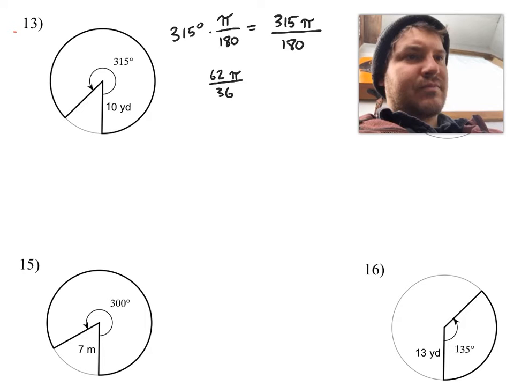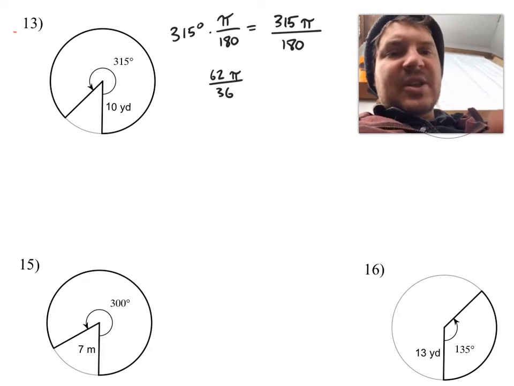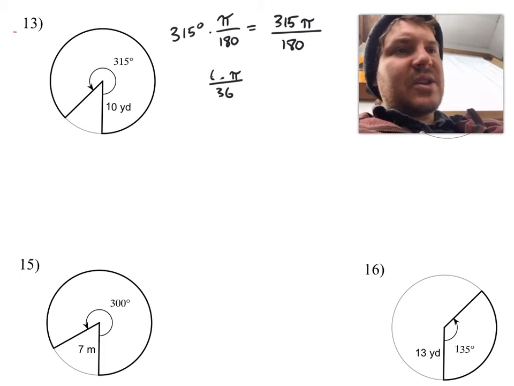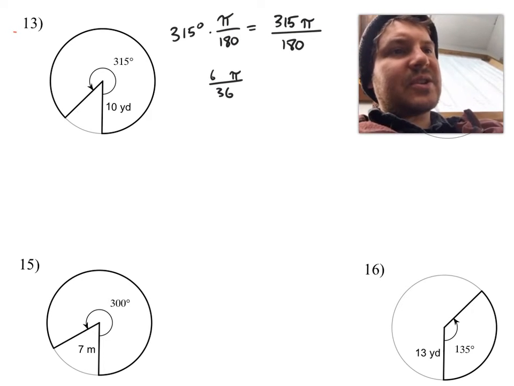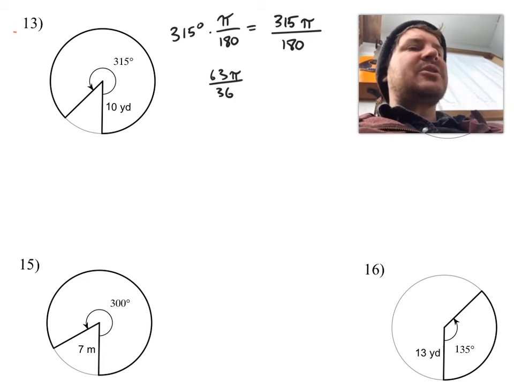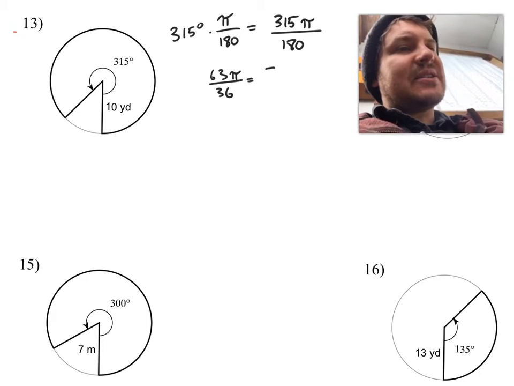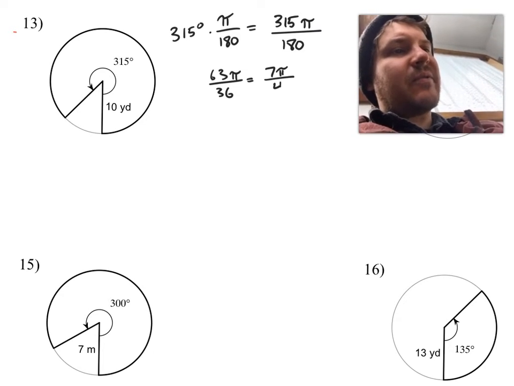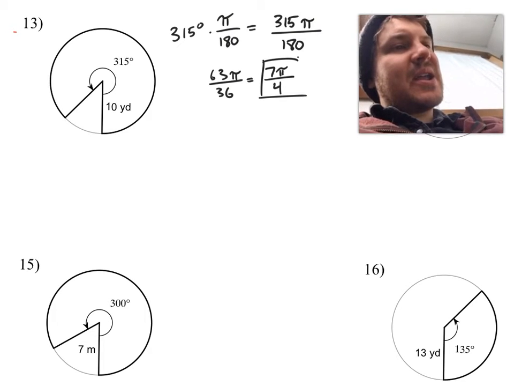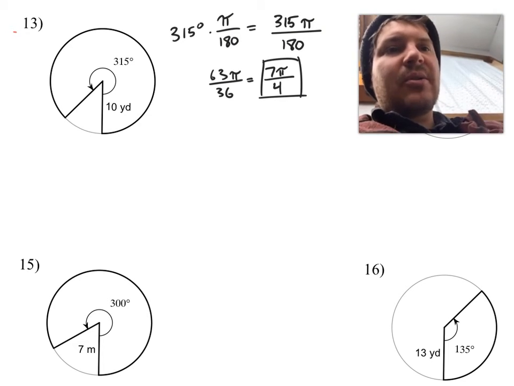pi over 36. Oh, which reduces again. Sorry, interruptions. Whoops, that's not 62 pi, that's 63 pi over 36. Which does reduce further because it reduces by 9. That's what I didn't see. So 63 divided by 9 is going to be 7 pi over 4. Perfect. So that's my answer for radian mode.